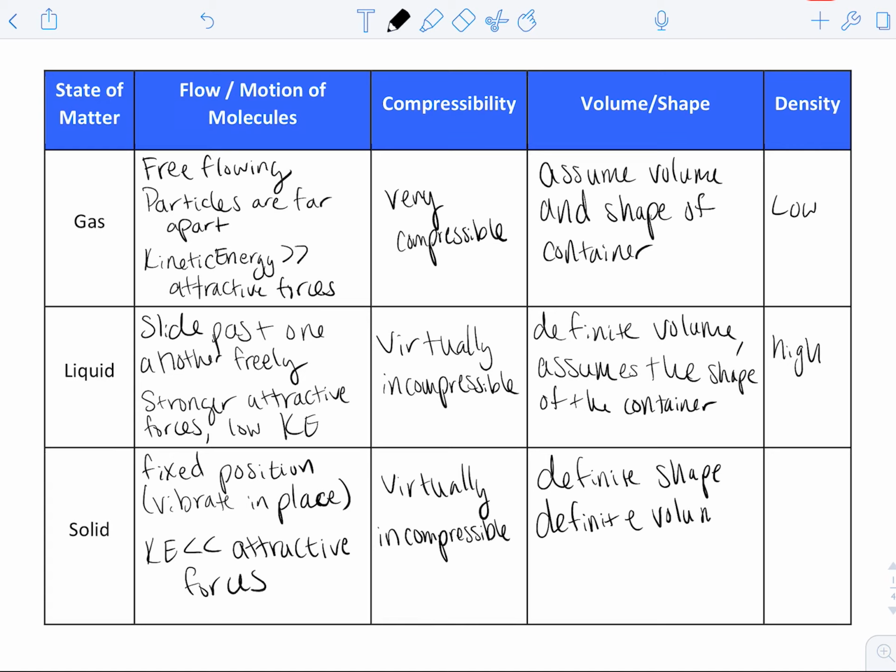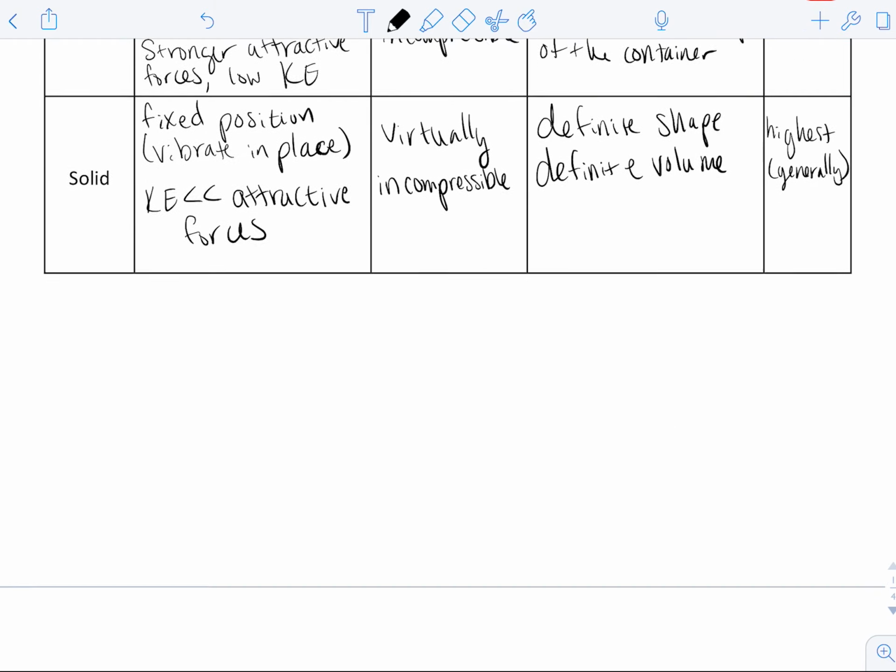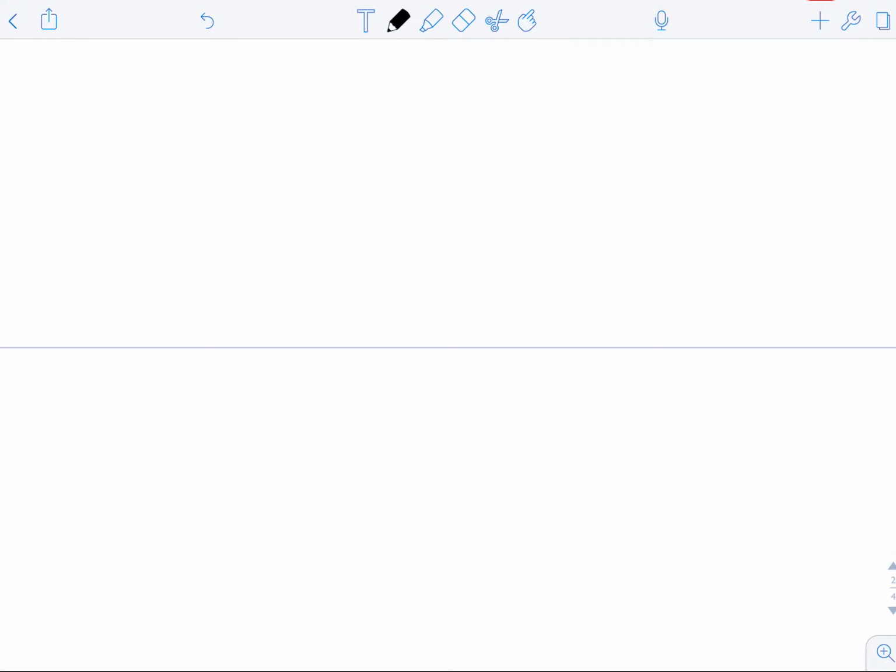And with a solid, this is generally, though not always, the highest density state. There are a couple of examples where this is not true, like water, but generally we're talking about them being the highest density. Okay, so going between phases, our phase changes or changes in state, transforming one state of matter to another. Remember, a phase change is a physical change, not a chemical change. We still have the same identity of substance.